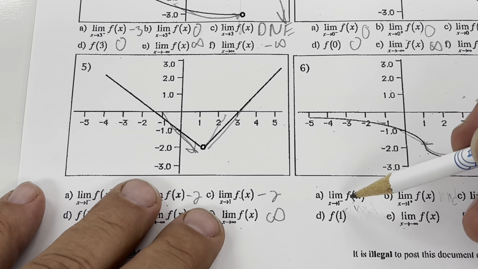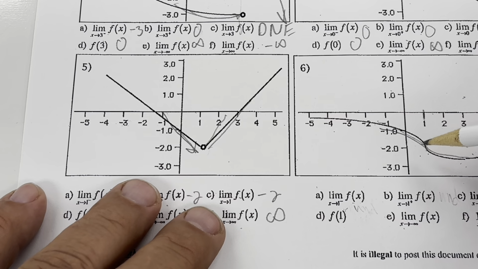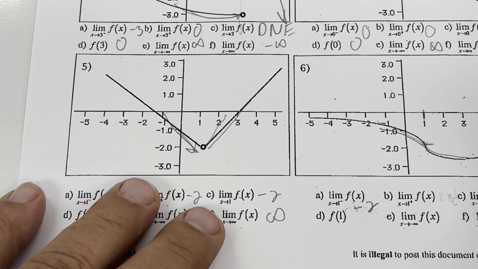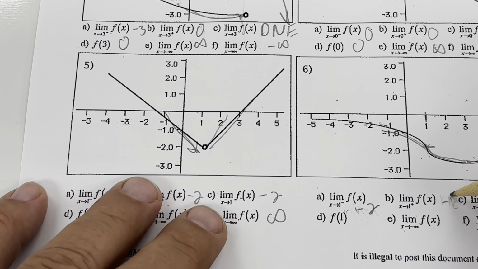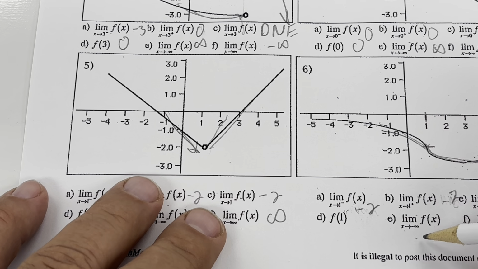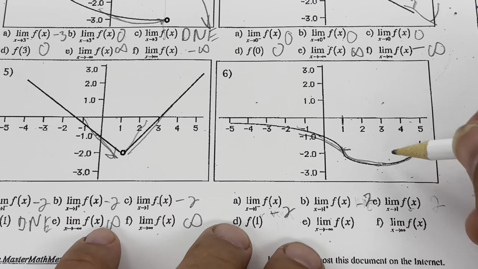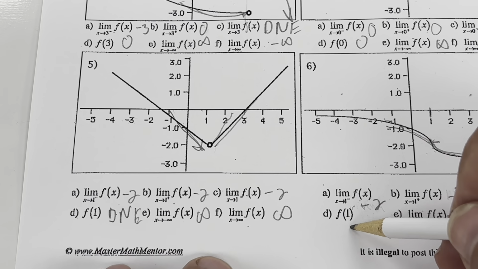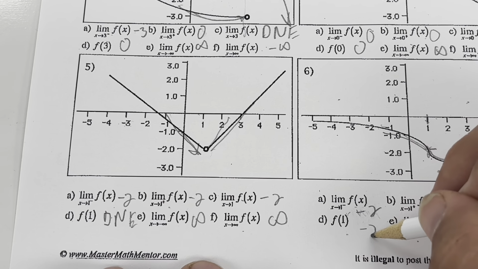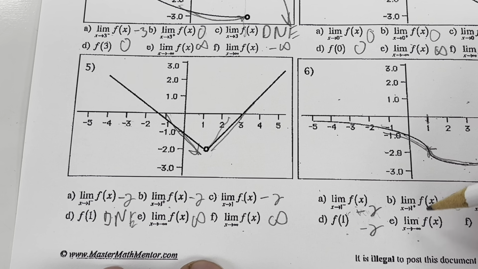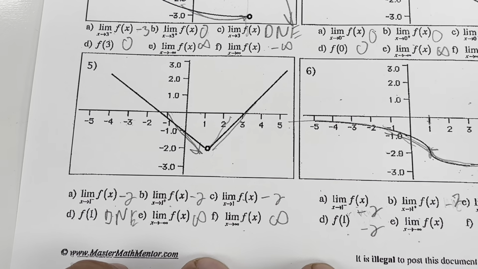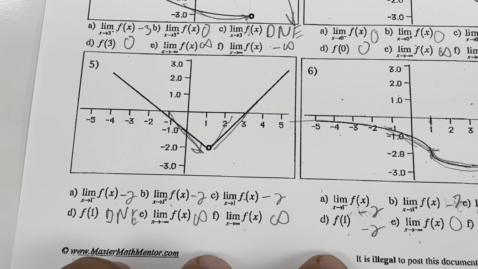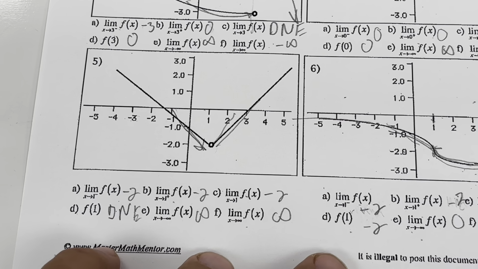Limit as x approaches 1 from the left is going to be negative 2. Limit as x approaches 1 from the right, well, that's going to be negative 2 as well. As x approaches 1 is going to equal negative 2 also. And f of 1 is negative 2. As I get closer and closer to negative infinity, the line seems to go to 0. As I go to the right forever, I think this is going to keep going up and up and up forever. So that one would be positive infinity.